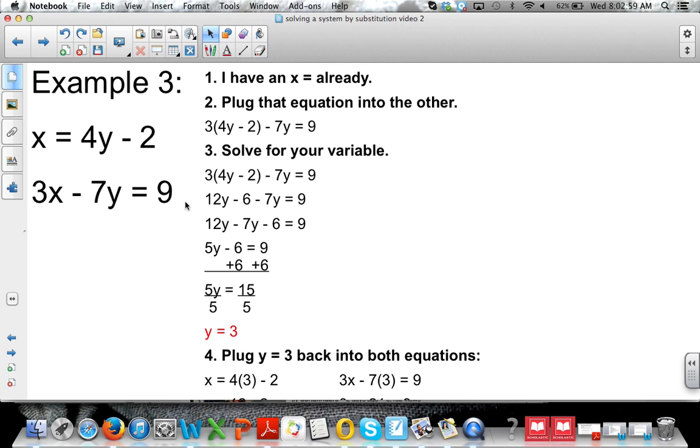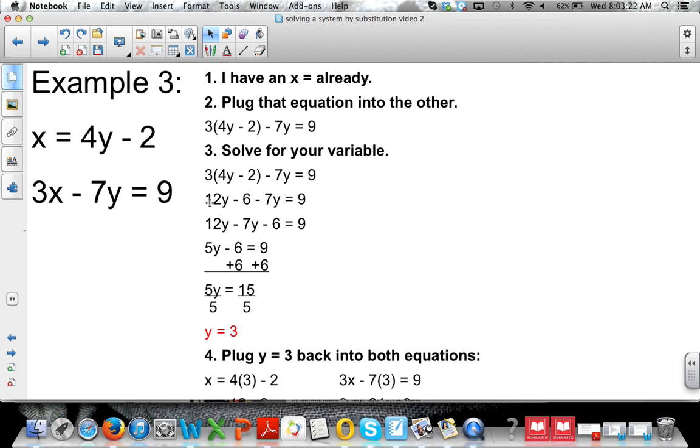So I already have an x equals, so I'm not going to really show you step 1 at all. It's already taken care of for me here. So x equals is good to go. But I need to go to step 2 and plug that into my other equation. So I know that x equals 4y minus 2. That means anywhere that I see an x, I'm going to replace it with 4y minus 2.